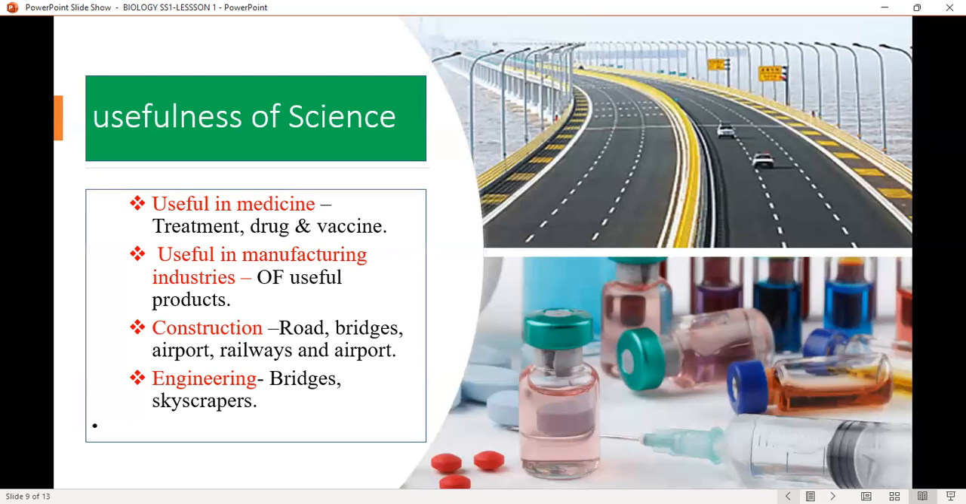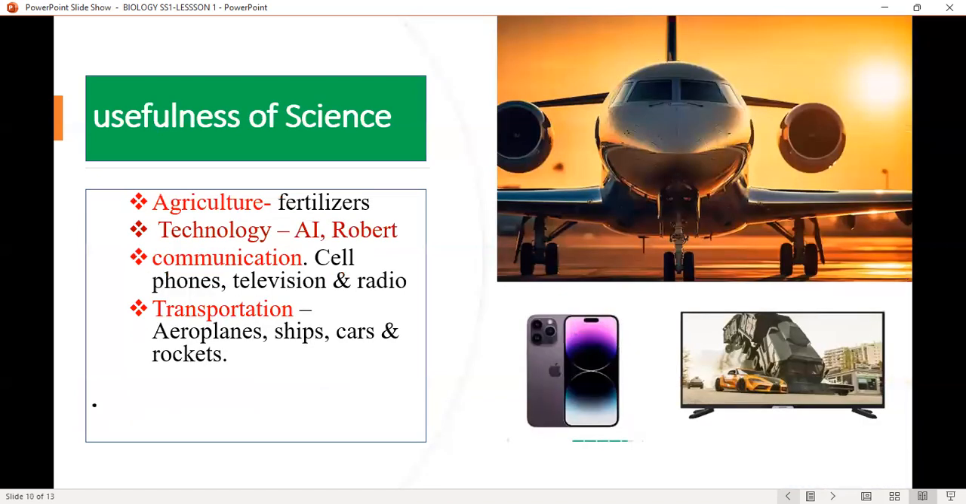all are from science. Engineering, production of bridges, skyscrapers, through the knowledge of science. In agriculture, to produce fertilizer for agricultural improvement; technology, production of AI, robots. Communication has become effective through the knowledge of science: cell phones, television, and radio. In transportation, airplanes, ships, cars, and rockets have been useful through the application of science.